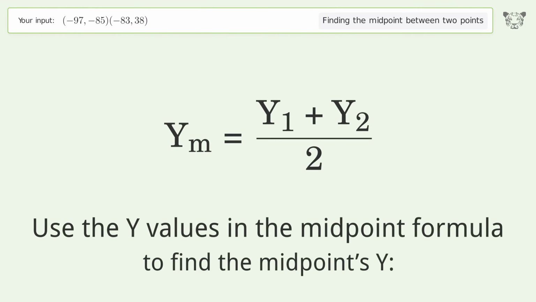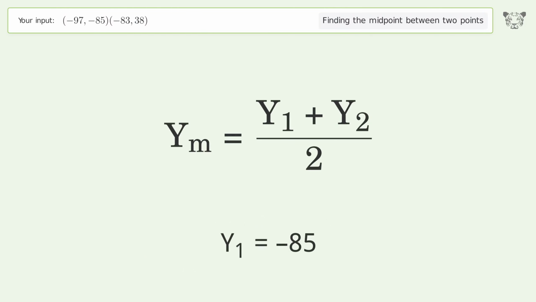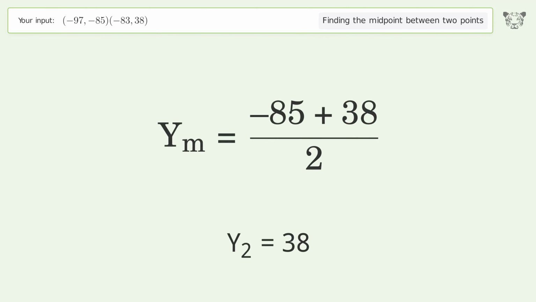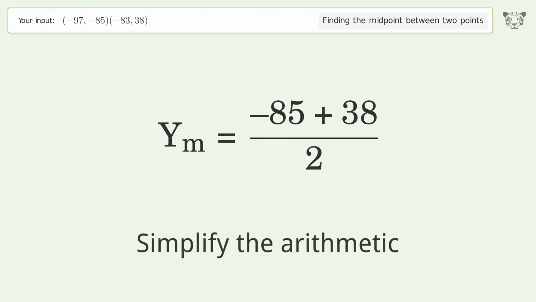Use the y values in the midpoint formula to find the midpoint's y. y1 equals -85. y2 equals 38. Simplify the arithmetic.